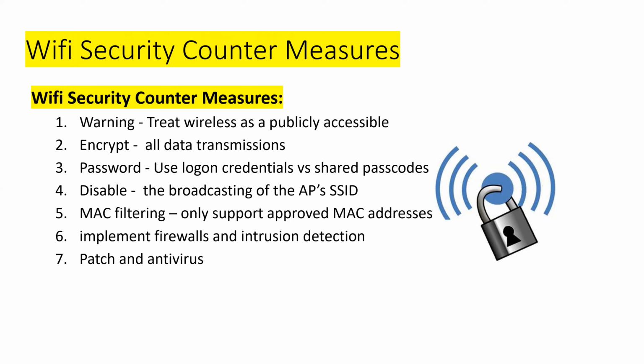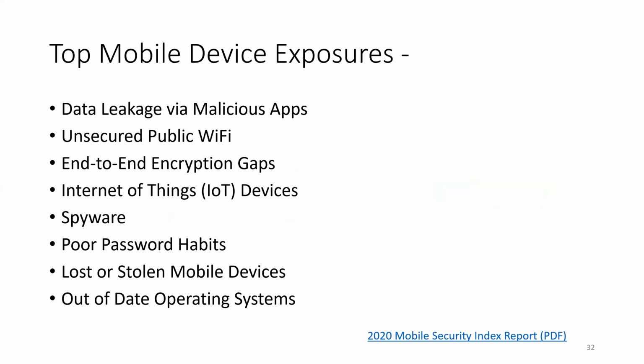Okay, filtering is basically having a list of MAC addresses that can connect to your access point. You can use firewalls, intrusion detection, and as always, make sure you patch and use antivirus. Okay.